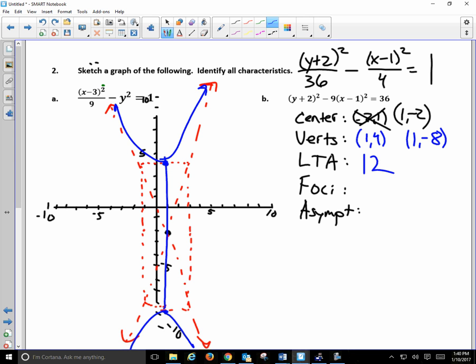In order to find the foci, what value do you have to find? C. Do I do a squared plus b squared or a squared minus b squared? Plus. 36 plus 4 is 40. C squared is 40. So C is, very good, 2 roots of 10. As I move 2 roots of 10 from the center, is that going to change the h value or the k value? The k value. So my k value is negative 2, so my foci will be located at 1 and negative 2 plus or minus 2 roots of 10.